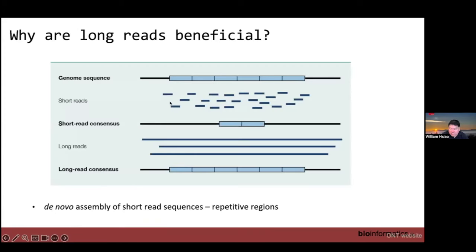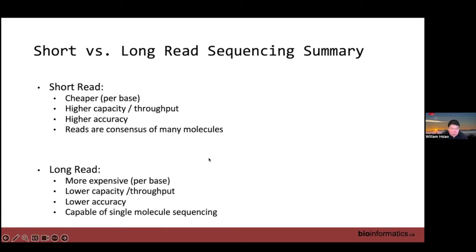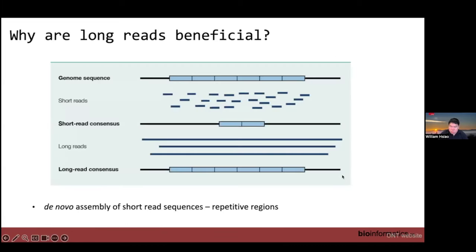However, one major advantage of long read sequencing is to be able to cross, or to bridge, the repetitive regions in the genome. If you imagine each of these blue boxes is a repetitive sequence.